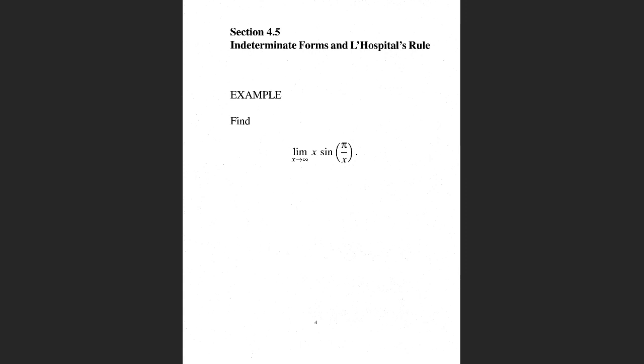Okay, so this is an interesting problem here. Here we don't have the ratio of two functions. We have the product of two functions. Here we have a function x times another function, the sine of pi over x.